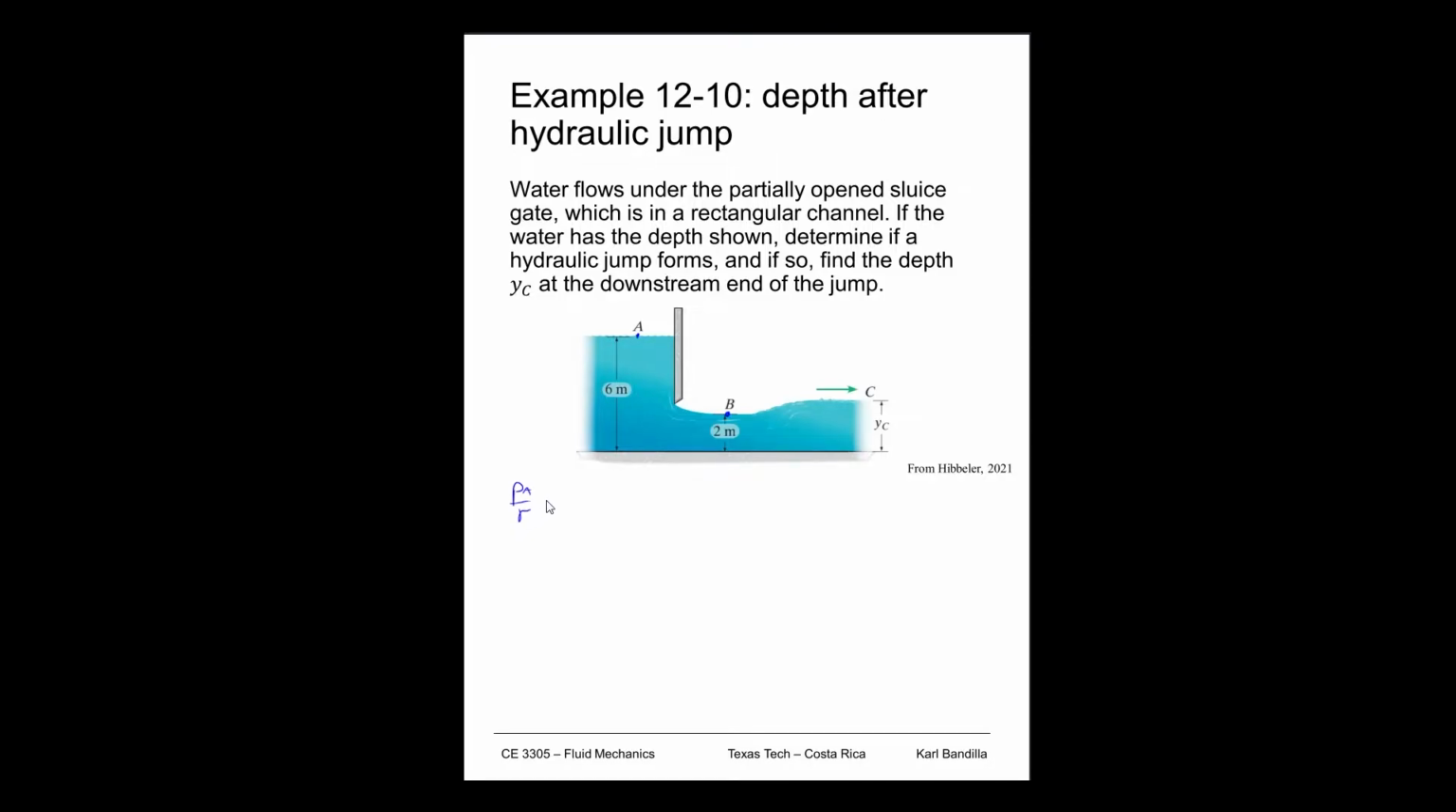PA over gamma plus VA squared over 2g plus ZA, so this is a Bernoulli, not energy equation, equals PB over gamma plus VB squared over 2g plus ZB. Right, so we're assuming this is a very short transition, so we don't have to worry about any frictional losses and like that. That's why we don't have the energy equation here. All right, so let's go through all these. Let's say datum at the bottom of the channel.